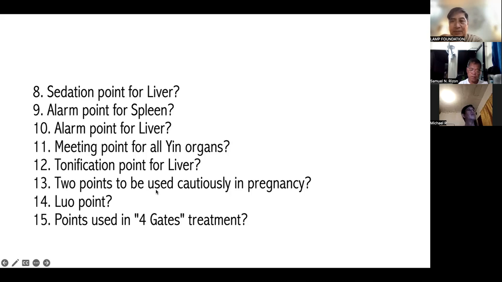Okay, luo point ng liver. Liver 5. Very good. And the easiest, the points used in four gates treatment. LI4, liver 3. Okay. Bakit siya tinawag na four gates? Kasi apat, dalawa sila bilateral at the same time, you know. What is the importance of the four gates, ma'am? O siyempre, diba, bakit siya kinatawag ng four gates? Baka may magtanong, no?